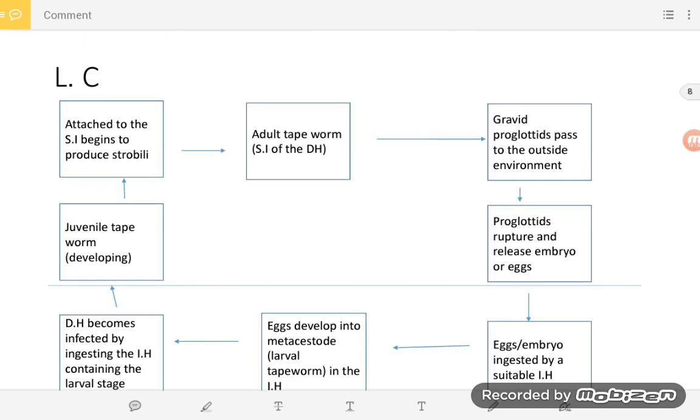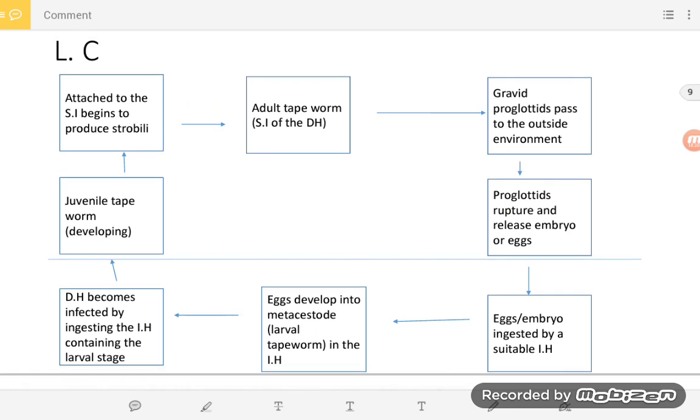But when we consider the life cycle of the cestode, this is the common life cycle. So, attached to the small intestine, it begins to produce the strobila. So first, where we started from, right? Here we will start from here. This is the starting point. The definitive host becomes infected by ingesting the intermediate host containing the larval stage.